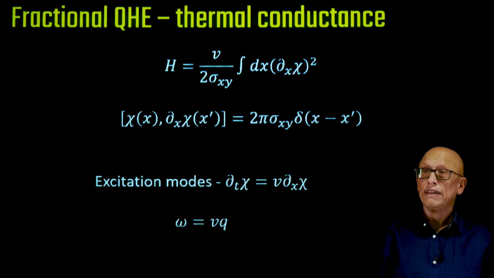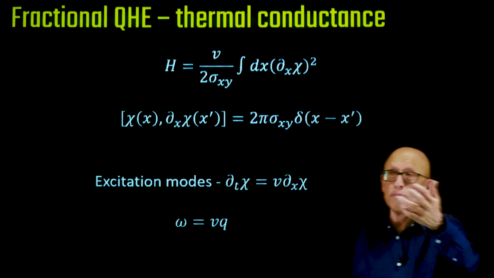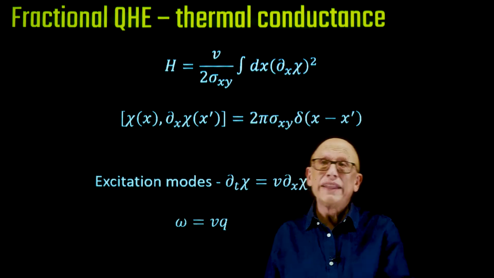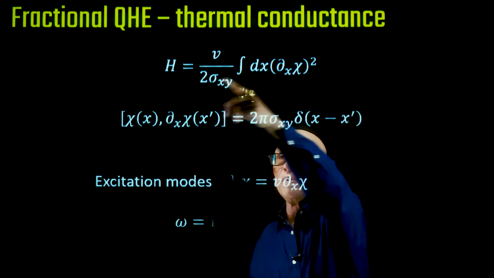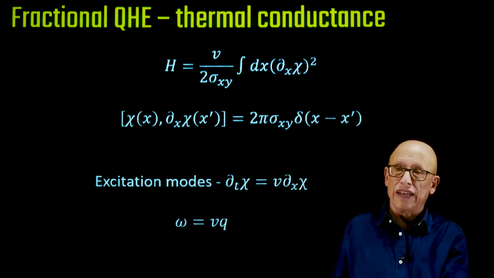To that end, we need to look at an equation of motion for this Hamiltonian. And the equation of motion, just take the commutation relation of the density with h, or even of chi itself with h.